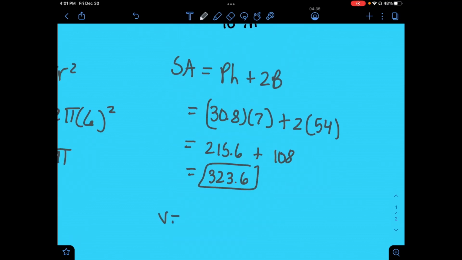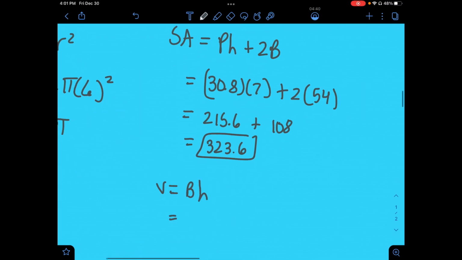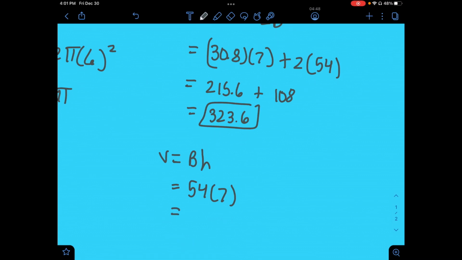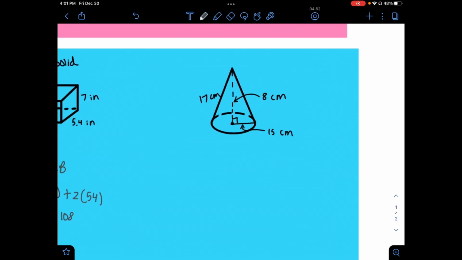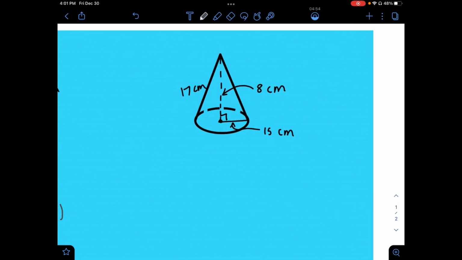And our volume equation is the area of the base times the height. So our area of the base we already found was 54. So we're going to do 54 times 7, since our height was 7, which equals 378. That's our volume.